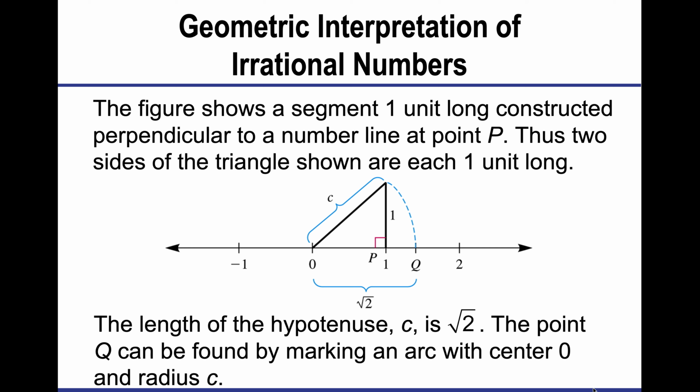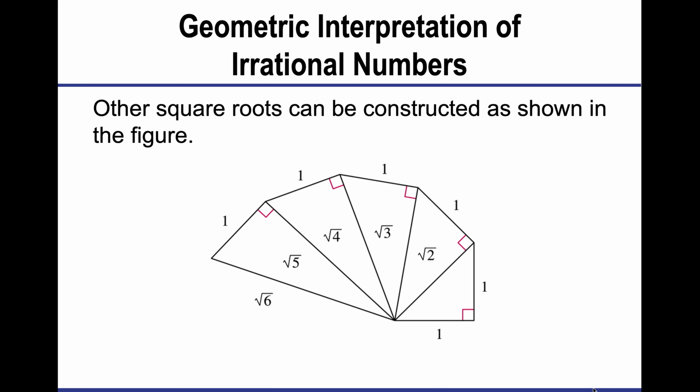So the two sides of the triangle are going to be 1 unit long, but the hypotenuse would be the square root of 1 squared plus 1 squared. So I take the square root of that, and that would be the square root of 2. So I can find that point Q by making an arc with a center of 0 and a radius of C, which would be the square root of 2. Other square roots could also be constructed with similar ideas utilizing triangles. So I could utilize the two sides of a triangle to get to a root.